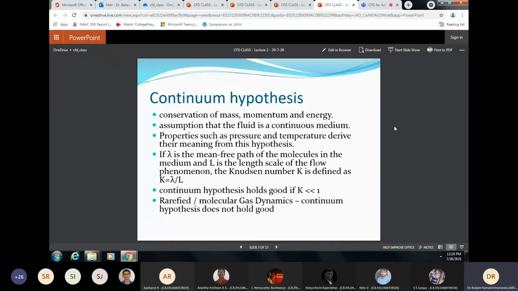a number called the Knudsen number. This is a non-dimensional number. It has no dimensions because it's length by length. In the numerator, you have the mean free path, which is just a distance, the length between two successive collisions of molecules. In the denominator, you have the length scale of the phenomenon. So, the continuum hypothesis holds good if K is much less than 1.